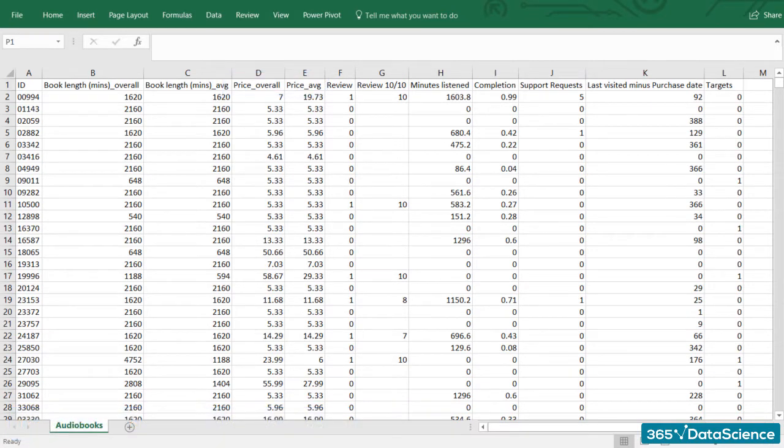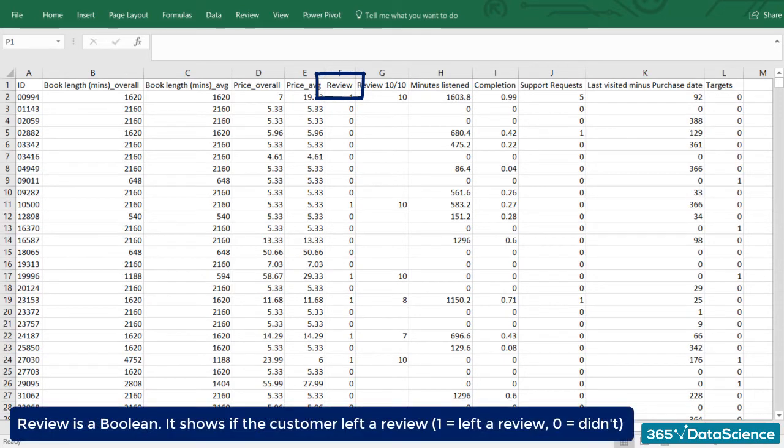The next variable is review. Review is a Boolean. It shows if the customer left a review. This is a metric that shows engagement with the platform. Our assumption is that people who leave reviews are more likely to convert again.